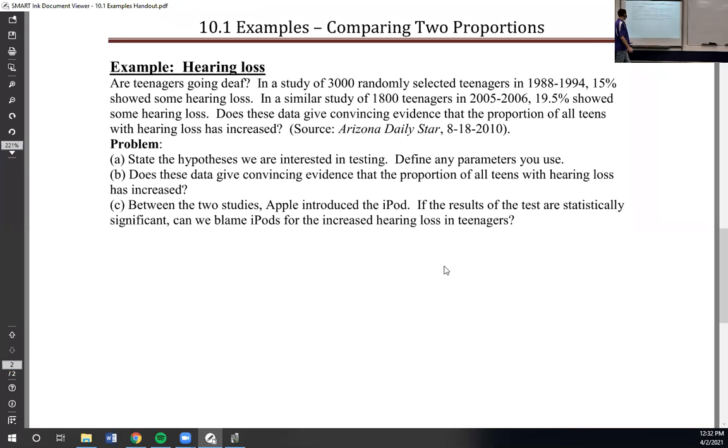So this next one, I'm going to give a medium amount of detail. Are teenagers going deaf? Well, you can still hear me, so I don't think it's quite that bad. In a study of 3,000 randomly selected teenagers in 1988 through 1994, 15% showed some hearing loss. In a similar study in 2005 to 2006, 19.5% showed some hearing loss. Do the data give convincing evidence that the proportion with hearing loss has increased? Oh, increased, that sounds like one-sided.